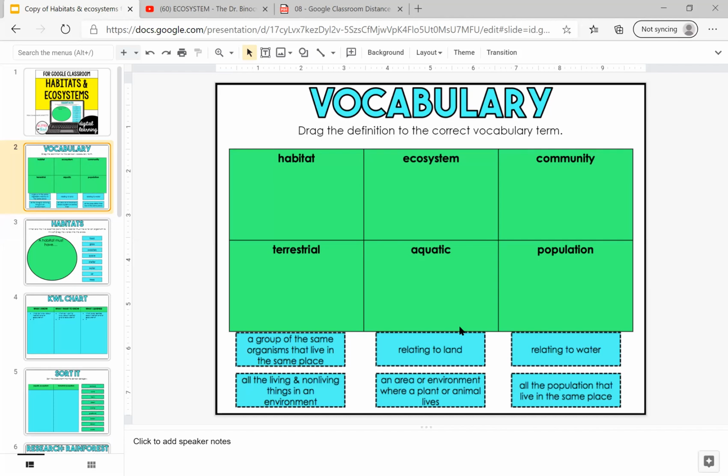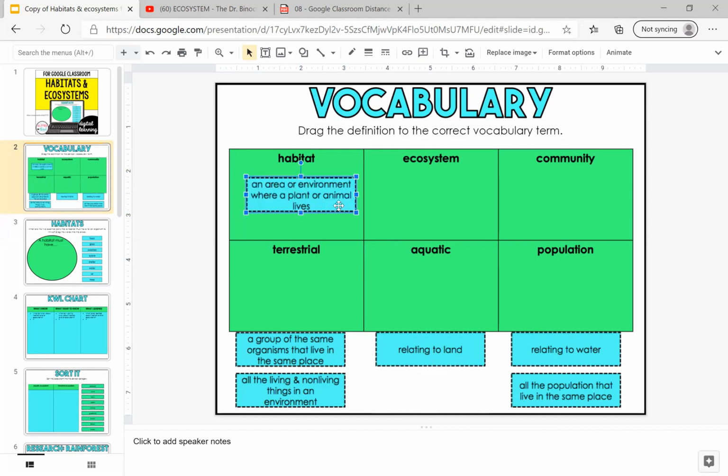A habitat is an area or an environment where plants and animals live. Now, remember, on these worksheets in your class, you can just draw a line to the area it needs to go to. So an area or environment where a plant or animal lives.